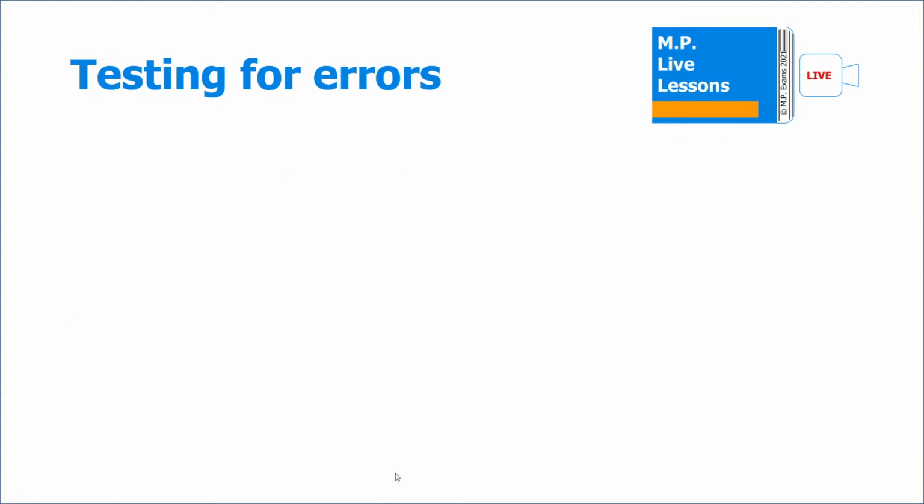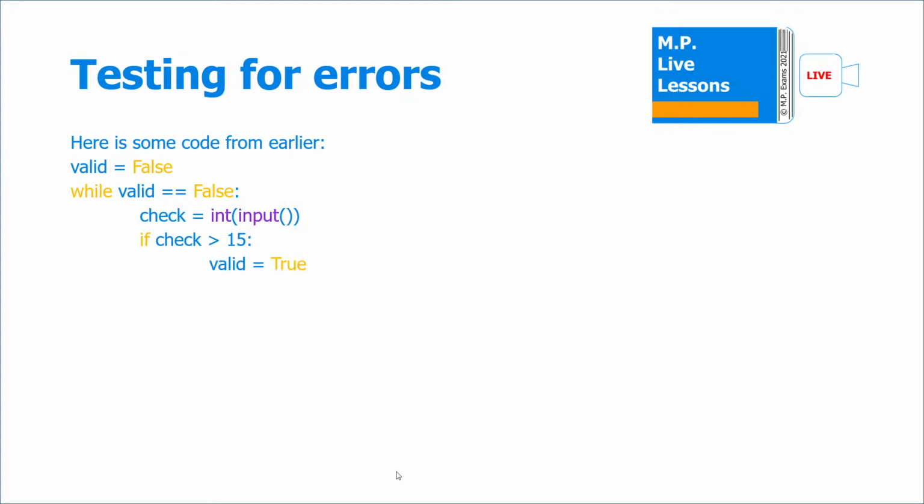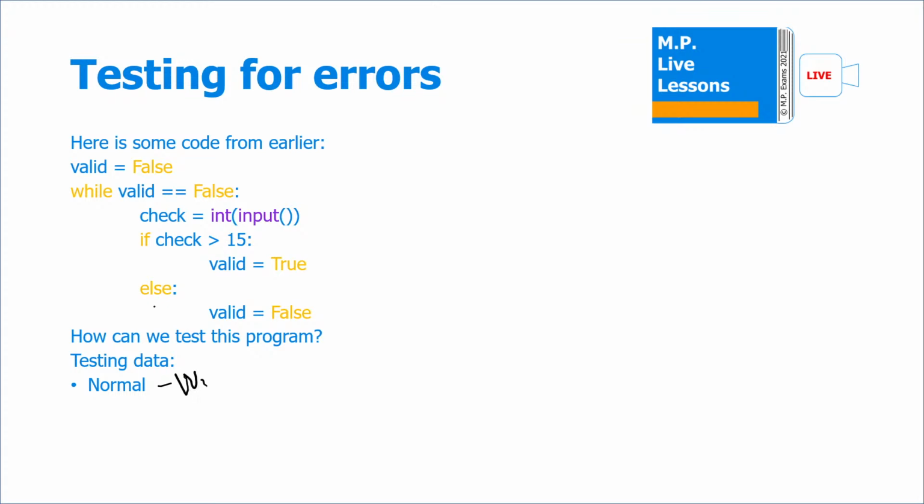Now, the last thing we looked at is testing for errors. So here's some code from earlier. How can we test this program to see if it works as intended? If we have a compiler ourselves, we can input values and run the program on a computer. So testing data, but first we have the normal data.